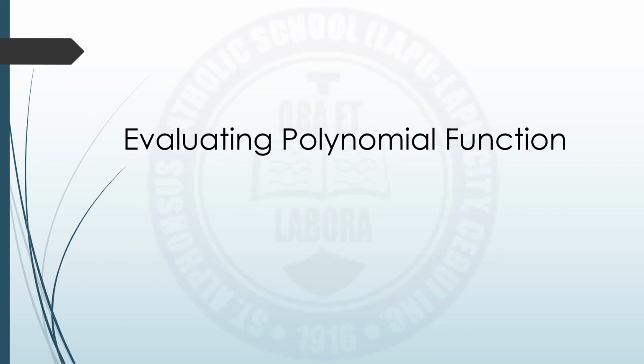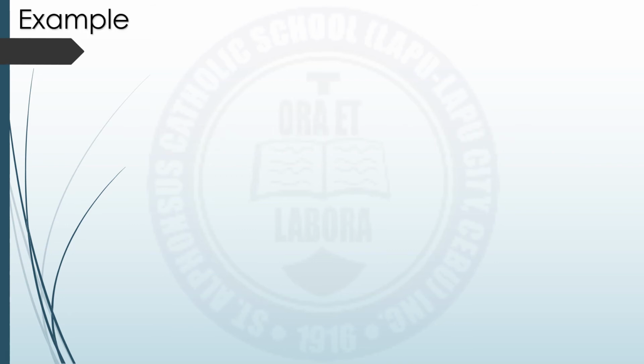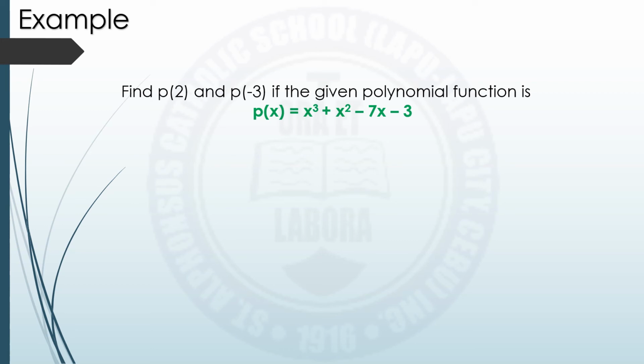So this time we will be dealing with evaluating a polynomial function. It is an important skill in the succeeding topics, and it means to find the value of the function at a given value of x. For example, in evaluating the polynomial function, we are asked to find p of 2 and p of negative 3 if the given polynomial function is p of x equals x cubed plus x squared minus 7x minus 3. So here is the solution.